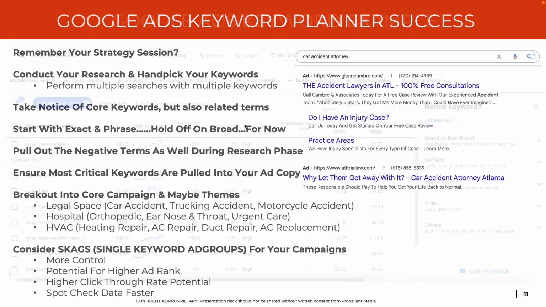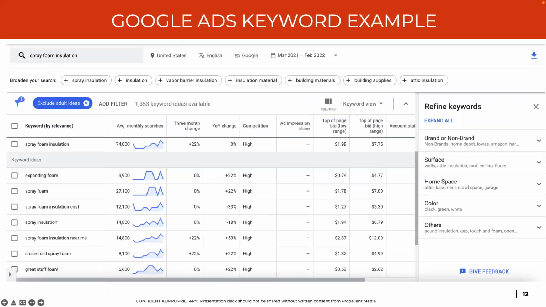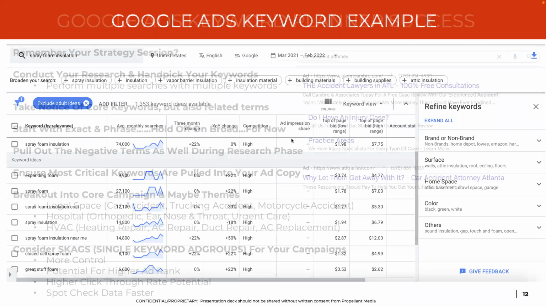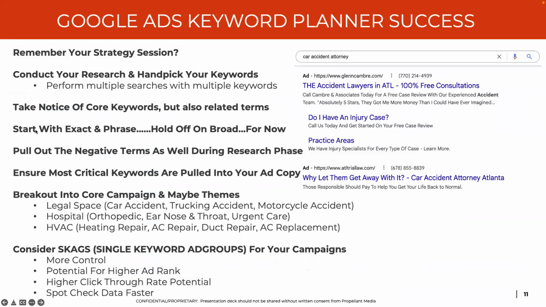And when I say doing those searches, I don't only mean doing it in Google. I mean doing it within the Google Keyword Planner itself. And this is really more of the example that I was going to share with everyone in a second. You want to take notice of your core keywords, but also some of those related terms. Again, as I always suggest, you always want to start off with exact and phrase match. Hold off on broad, at least in the very beginning, before you decide to expand your campaign a bit.